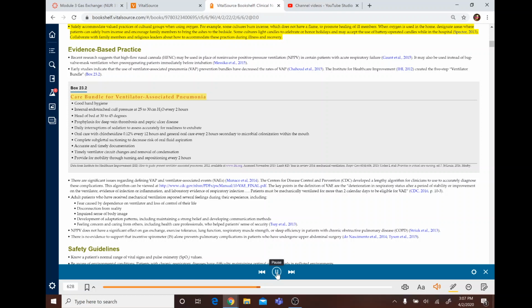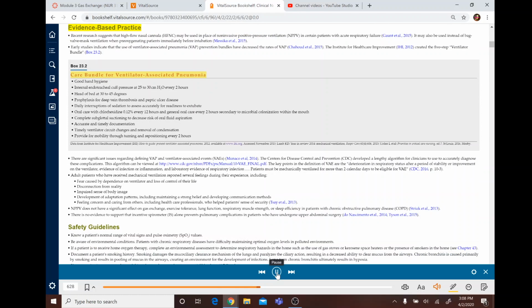For example, some cultures burn incense, which does not have a flame, to promote healing of ill members. When oxygen is used in the home, designate areas where patients can safely burn incense and encourage family members to bring the ashes to the bedside. Some cultures light candles to celebrate or honor holidays and may accept the use of battery-operated candles while in the hospital. Spector, 2013. Collaborate with family members and religious leaders about how to accommodate these practices during illness and recovery.